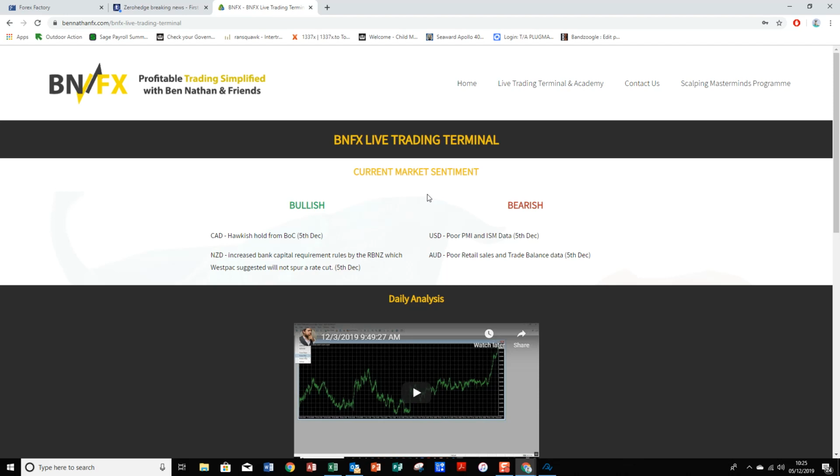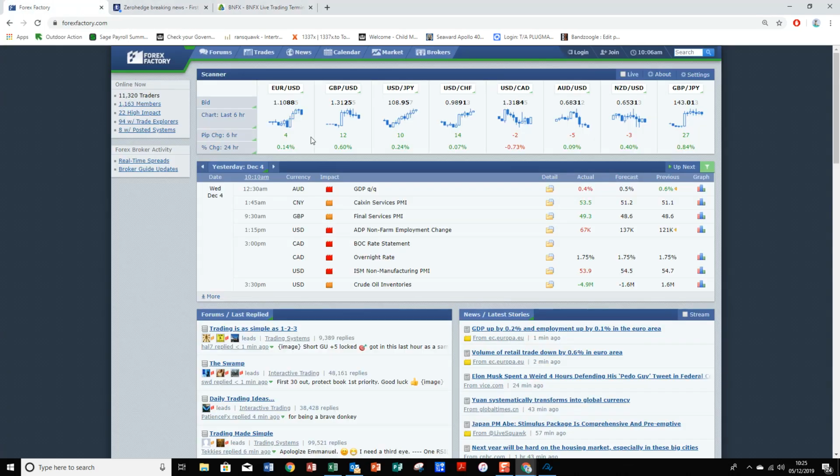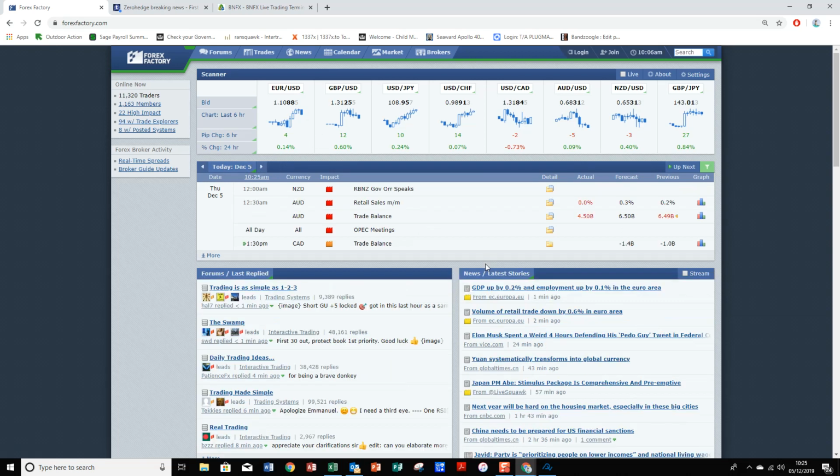Another thing I'll do as well, if I'm in a trade, is take a look at a simple economic calendar like Forex Factory, and see what's coming out throughout the day that could affect my stance on the markets.